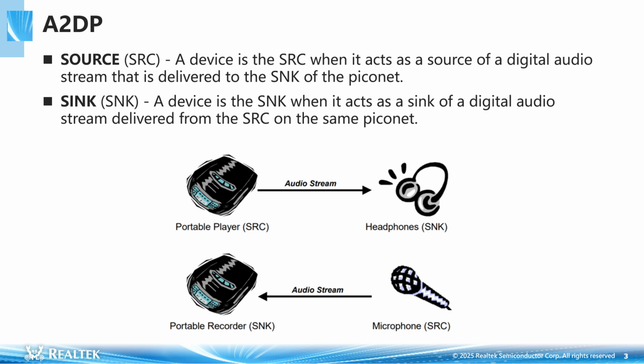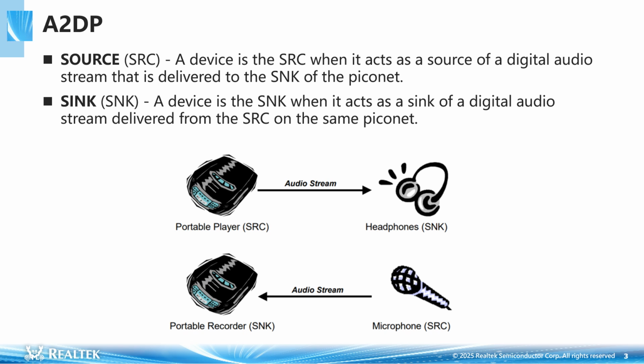The following roles are defined for devices that implement A2DP. A device is the SRC when it acts as a source of a digital audio stream that is delivered to the SNK of the Piconet. A device is the SNK when it acts as a sink of a digital audio stream delivered from the SRC on the same Piconet.